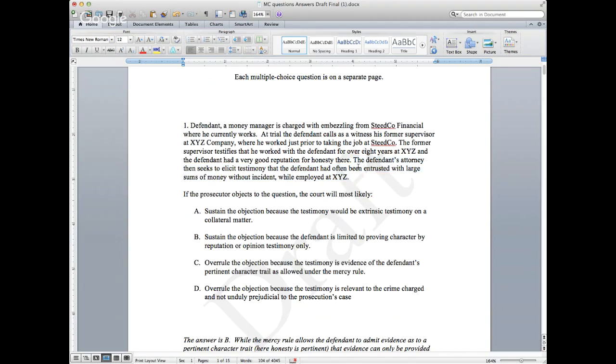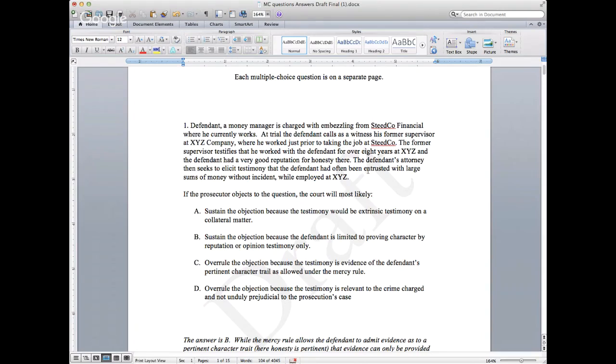So it seems like the defendant's attorney wants to ask our character witness about a specific instance of conduct: the fact that this person was entrusted with large sums of money without incident. We have a character witness who has testified to reputation and opinion, and now the defense attorney is seeking to find out whether this character witness can testify to specific instances of conduct. We should know directly from the rules that you cannot elicit specific instances of conduct on direct examination.